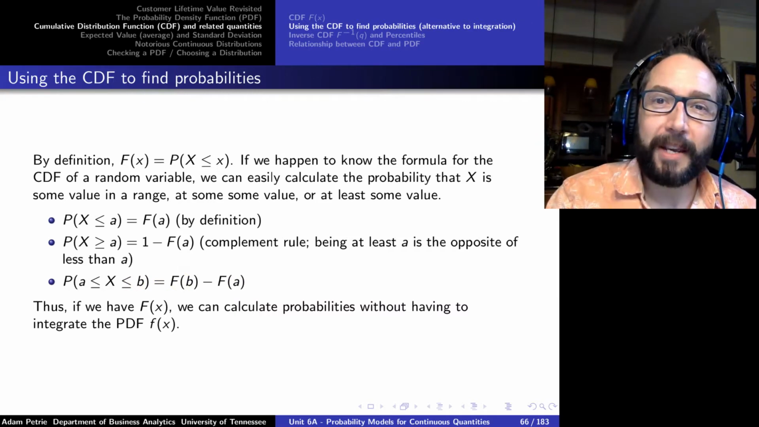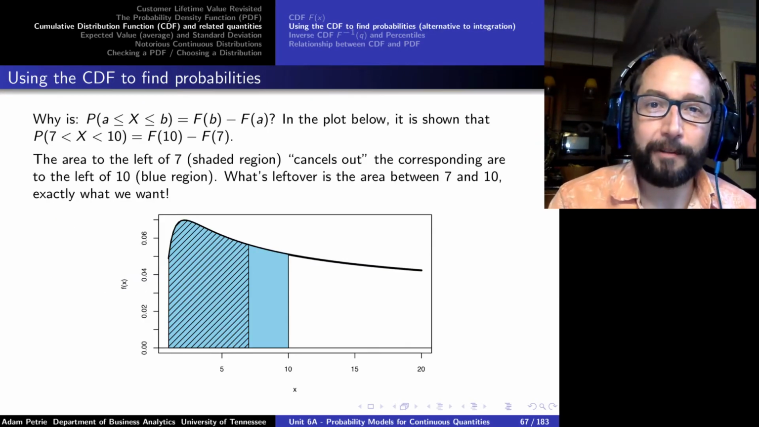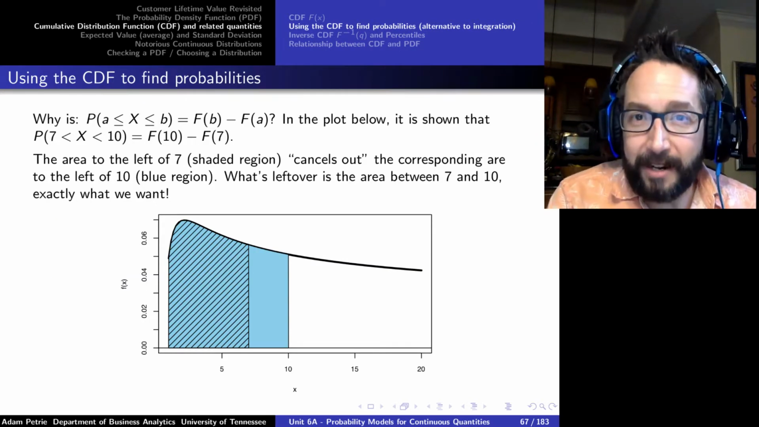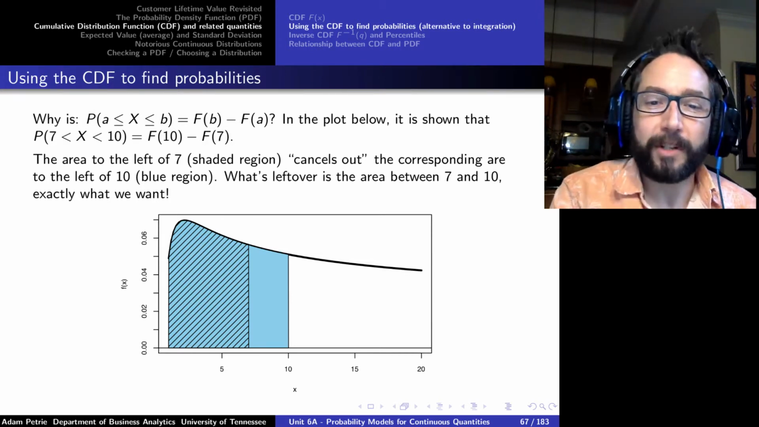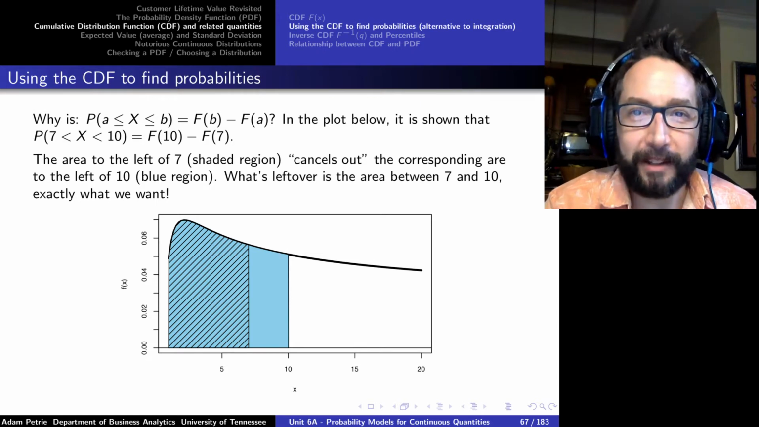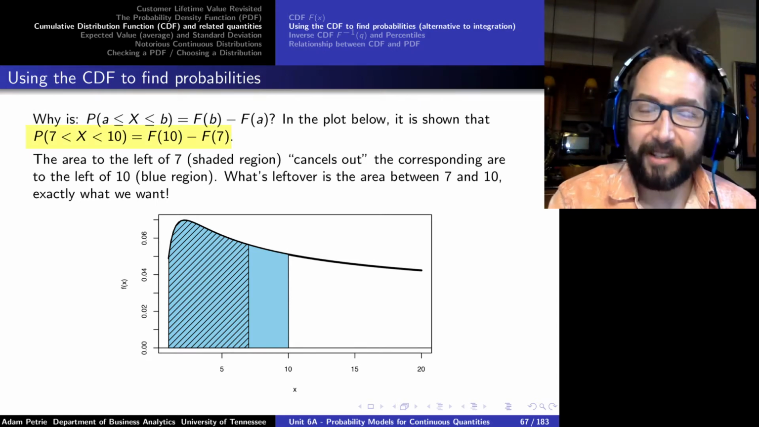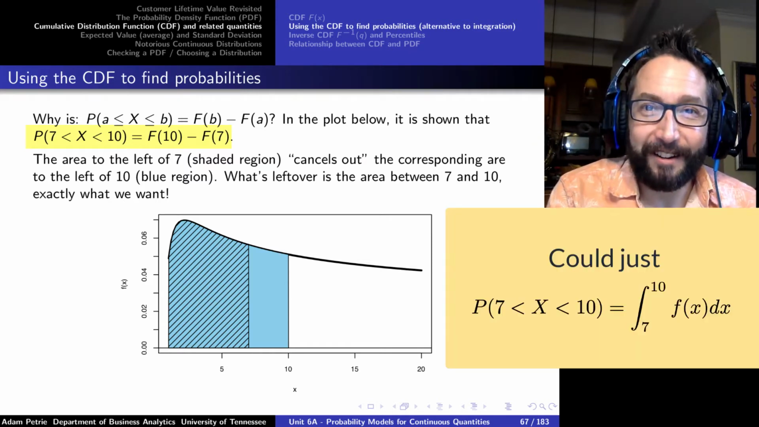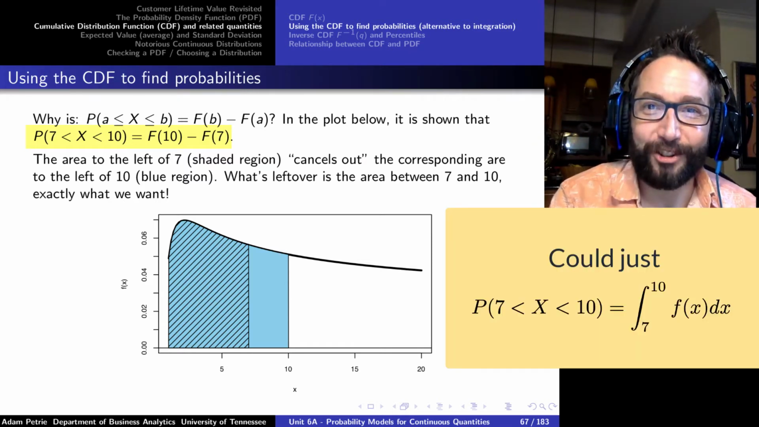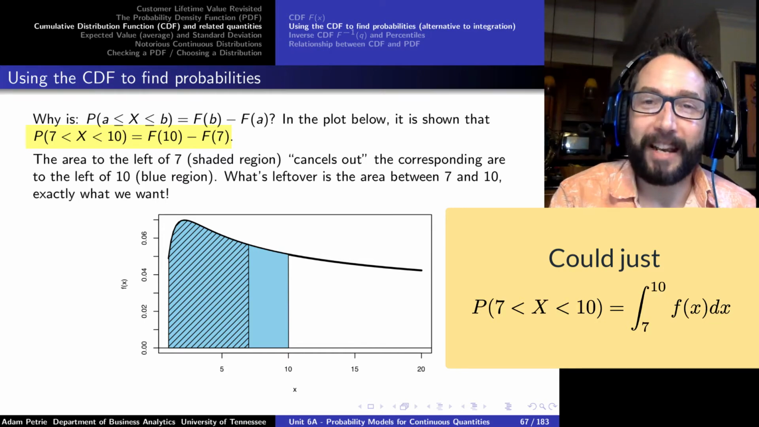Now, why does this make sense visually? Well, let's check it out. Here's a plot of the PDF, little f, for a particular random variable. And I might have the question, what's the probability that I observe a value of x somewhere between 7 and 10? Well, I know I could just integrate the area underneath the curve between 7 and 10 to get this, doing an integral each time I wanted to answer that question.